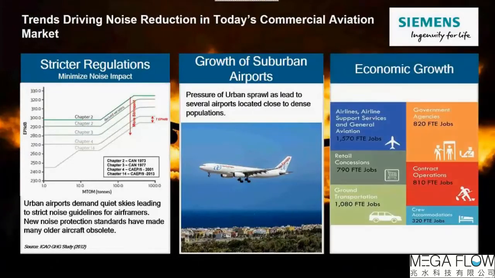But there's a good reason to do that. If you look at SNA, which is the John Wayne International Airport in Santa Ana, California, they are able to account for close to 4,000 jobs that are brought into that community from the airport. So we have stricter regulations on one side, we have growth of these suburban airports, and we have growth in the economy. How does all this play together?